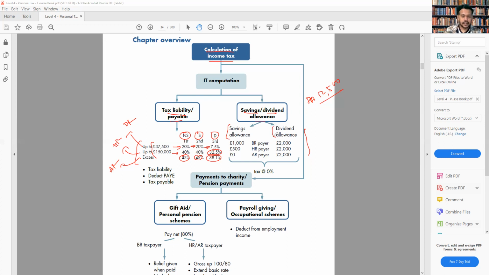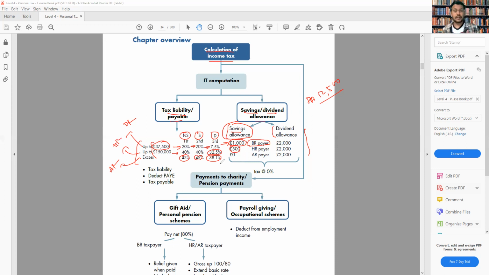On the savings income, if someone is a basic rate taxpayer, that means income is up to 37,500. So basic rate taxpayer, up to 1,000, he doesn't have to pay the tax. So if you are a basic rate taxpayer, on the savings income up to 1,000, you don't have to pay any tax. If someone is a higher rate taxpayer, then up to 500 pounds, the tax rate is 0%. You don't have to pay any tax on the savings income. Remember that is only on the savings. And if someone is additional rate, more than 150,000, then he has to pay the tax. There is no allowance for that, it is 0.